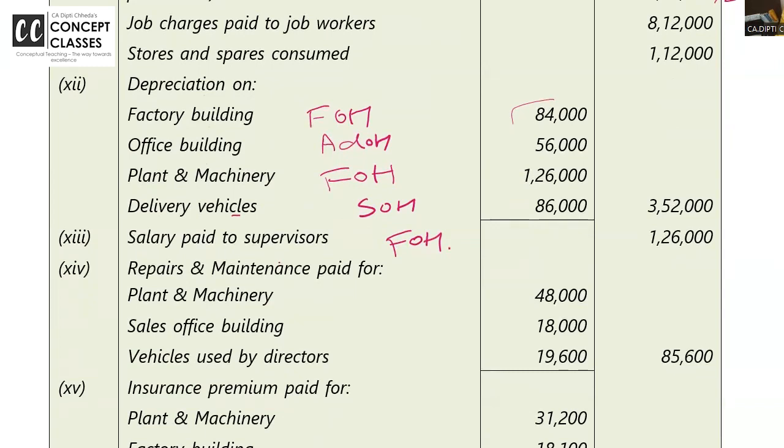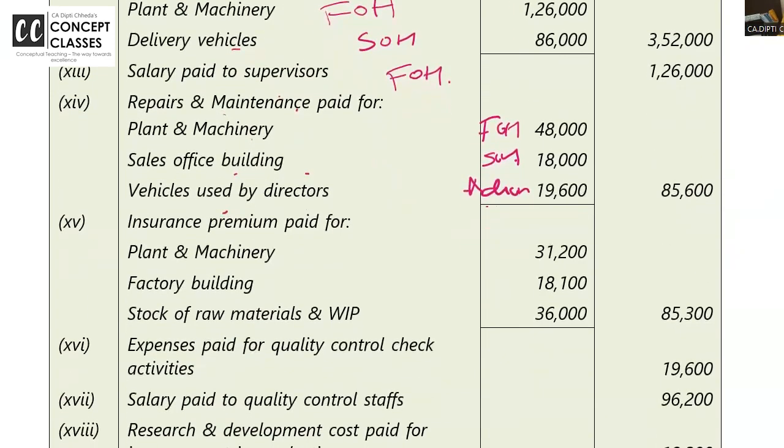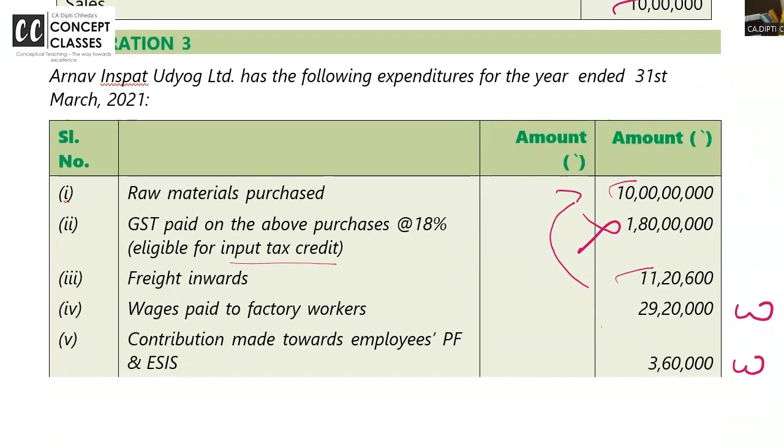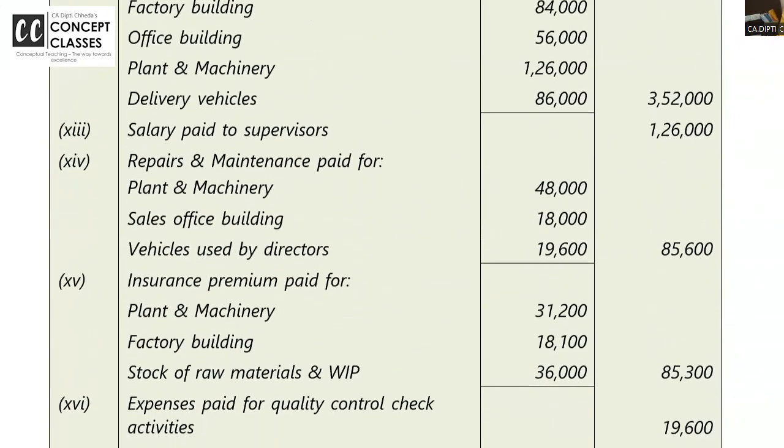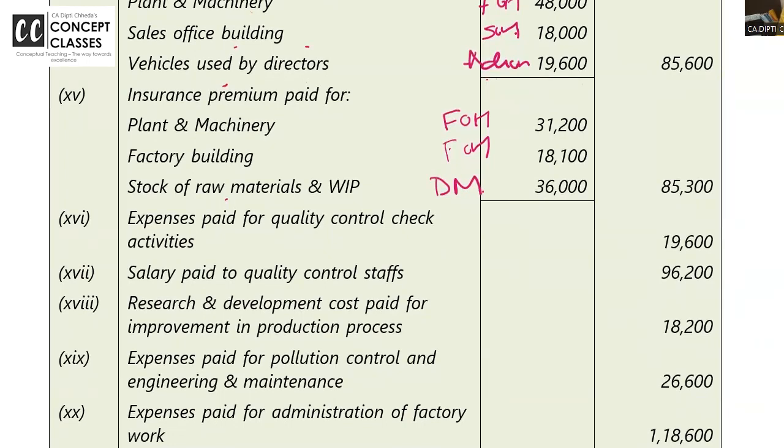Same. Repairs of factory plant and machinery, factory overhead. Sales related, selling overhead. Vehicles which are used for director and its repairs, administrative overhead. Director ki salary, accounts department ki salary, director's remuneration, board sitting fees, vehicle used by director, all this is a part of admin overhead. Okay. Same way, insurance. Plant and machinery ka insurance, factory. Factory building ka, factory. Stock of raw material insurance, add it in the direct material. Yahi pe, as I told you, when you take direct material, you add the carriage, insurance, freight. So this is the insurance of the material.